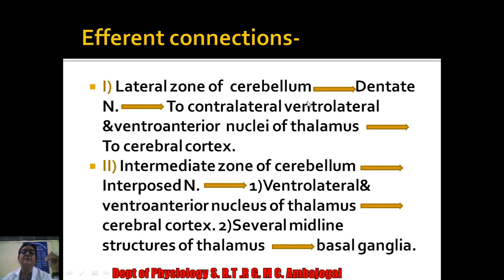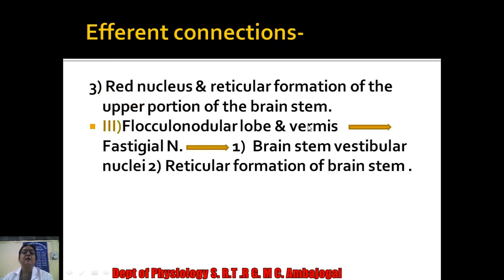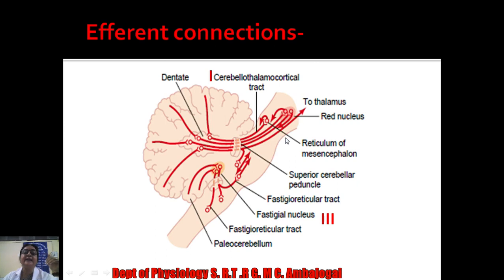And the lateral zone of the cerebellum is mainly used for the planning and timing of sequential movement. Now this is the diagrammatic representation of the efferent connection. Now if you see, this is the cerebello-thalamocortical tract, then this is via the fastigial nucleus, mainly going to the vestibular nucleus and the reticular nucleus.